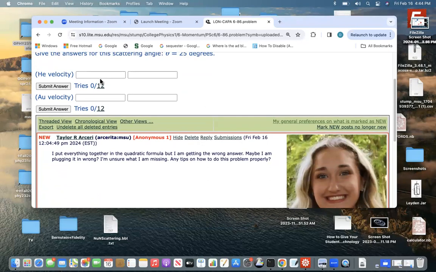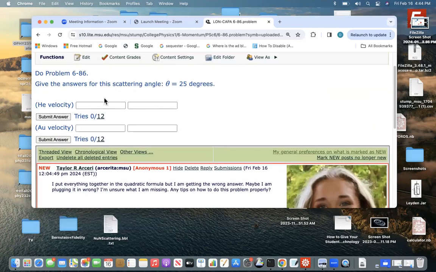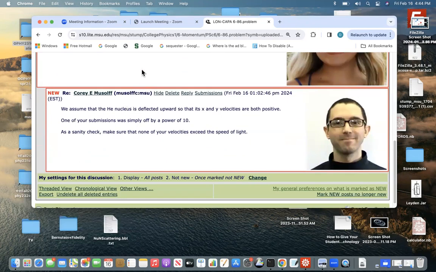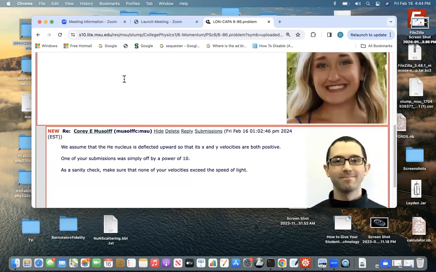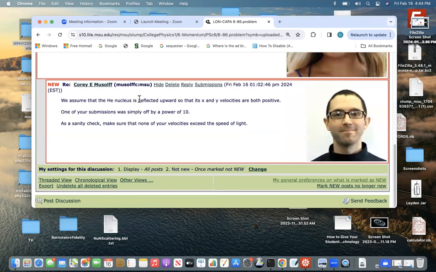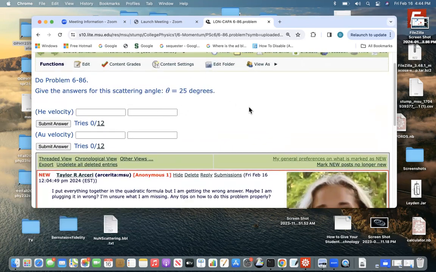So there's a scattering angle. Oh, it's helium scattering from gold. Okay, so it's helium scattering from gold. There's a question, and there's an answer to the question. Here's a question from a student asking for hints. Here's an answer from Dr. Mussolf giving some hints. I think what this is, let's see if I can draw on this.